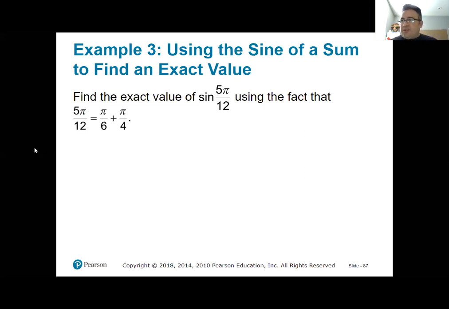And how are we going to do this? What is my alpha going to be? Pi over 6. Very good. What's going to be my beta? Pi over 4. So you see your alpha, this is going to be alpha plus beta. So this is going to be sine of alpha plus beta, right? Sine of 5 pi over 12 is equal to sine of pi over 6 plus pi over 4.